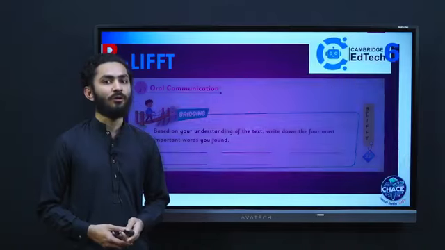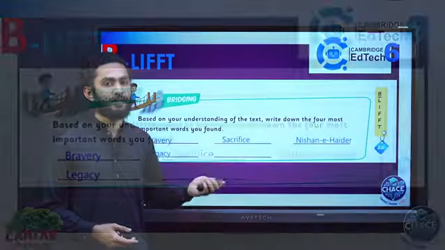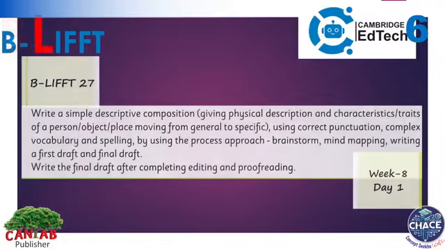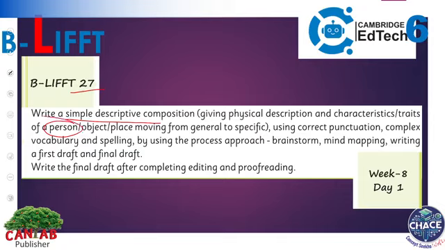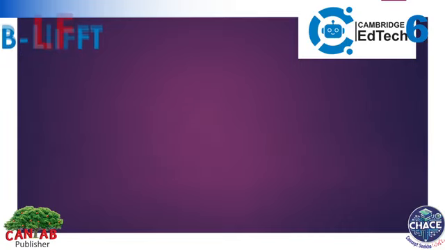Here's the bridging. I hope you have solved it, and here's the answer of that bridging. Let's start our lecture. Let's see what B-lift we have. Today we have B-lift number 27, which is related to writing. Write a simple descriptive composition giving physical description and character traits of a person, object, or a place. In this lecture, we are going to discuss the description of a person. Then write the final draft after completing editing and proofreading.